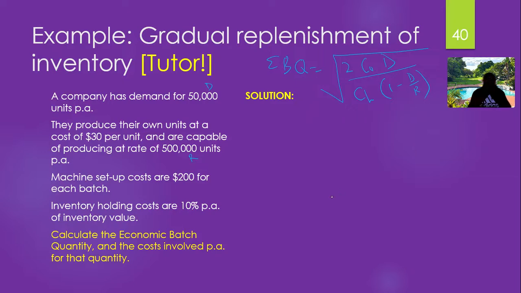Machine setup costs are $200 for each batch. That's our CO. Our CO is 200. Inventory holding costs are 10% per annum of inventory value. So you can see that this is where we get our CH. We link the 10% and the $30 to get the CH. So CH is 10% multiplied by $30, and we get our $3.